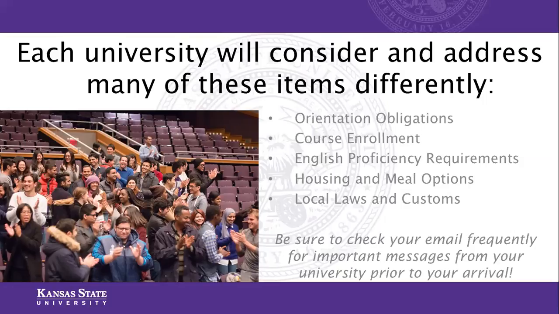Each university is going to handle these three areas very differently, so make sure you get that from your university as well. Housing and meal options, I'll talk a little bit more about that in a minute as well. Each university may not have on-campus housing, or they may only have on-campus housing. They may have an unlimited meal plan, or maybe a partial meal plan where you're still going to be responsible for cooking meals on the weekends or something.